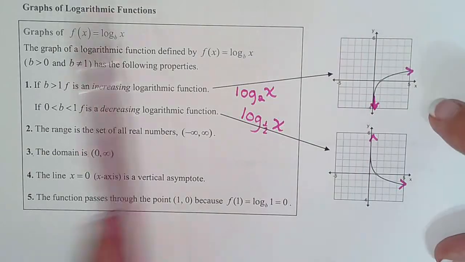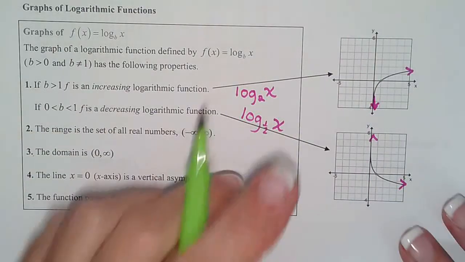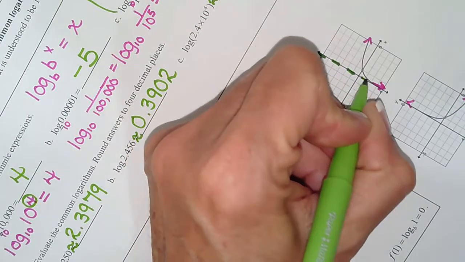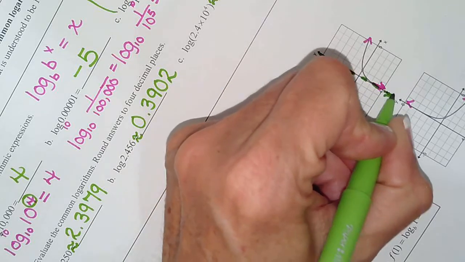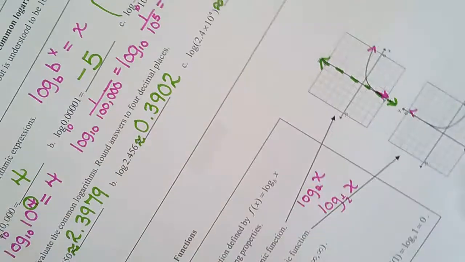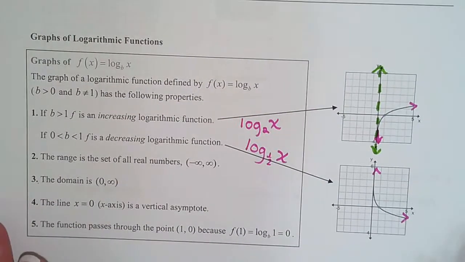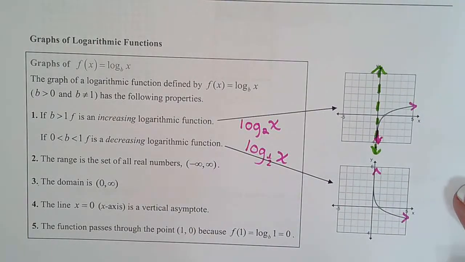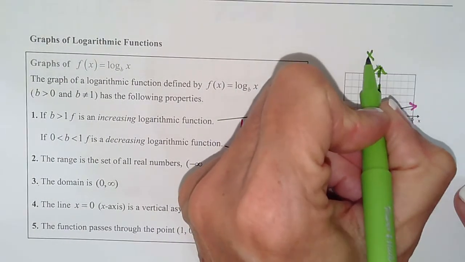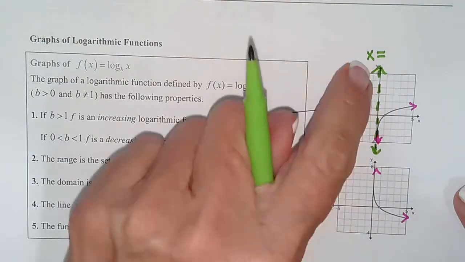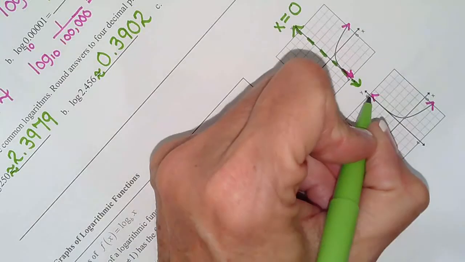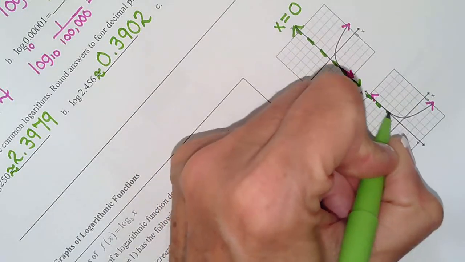The domain, though, as we slide our pencil from left to right, we see that, and we're going to learn in just a moment that this is a vertical asymptote. Remember how the exponential had a horizontal asymptote? Well, since they are inverses, this one has a vertical asymptote. All vertical lines are written x equals, and this is 0. So the vertical asymptote for both of these is x equals 0.